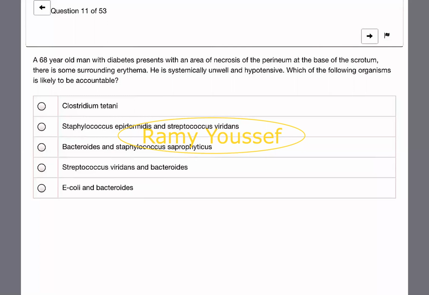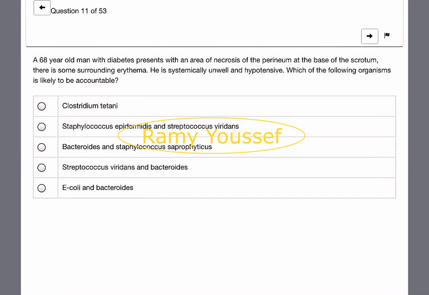Okay. This is what's called necrotizing fasciitis. This case is a case of necrotizing fasciitis. When it occurs in the trunk, it is called Meleney gangrene. In the perineum, it's called Fournier gangrene.